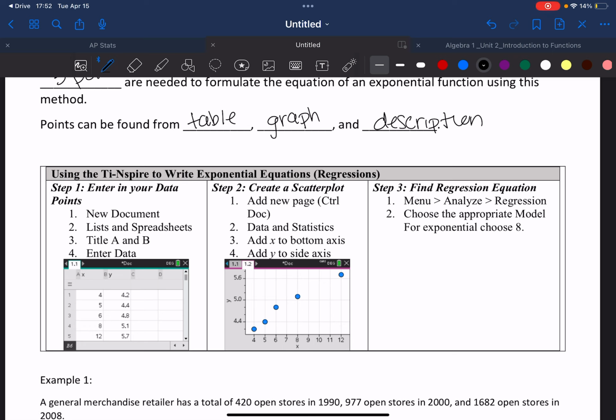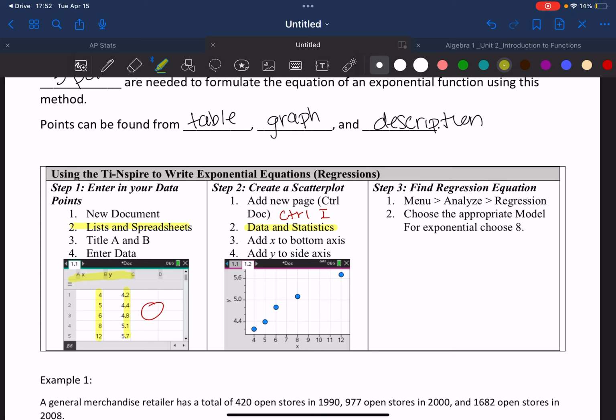So using your TI Inspire, the very first thing is you would go to List and Spreadsheets. Once you're on List and Spreadsheets, you're going to label your A and B spots, X and Y, and then fill in the data. Then you're going to make sure that you are on a blank spot, so one of those white blank spots. And then you're either going to hit Control Doc or Control I, and that's going to open up a new document. And that document you're trying to open is Data and Statistics. What this does is it takes all the data that you plotted in the table and graphs it for you into a scatter plot.